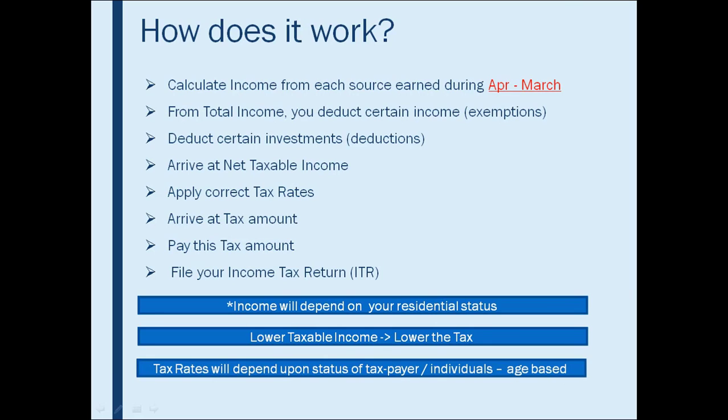And also the tax rates, as I said, will depend on the status of the taxpayer. Even in case of an individual, the tax rate will depend on your age, because there are certain benefits given to senior citizens. If you are crossing 60 plus, then there is a certain relaxation, so you pay a lower amount of income tax. And if you are crossing 80, then again there are certain additional benefits, so your income tax will be still lesser. So that is the overall process. Every year you need to repeat the same process and file the income tax return.